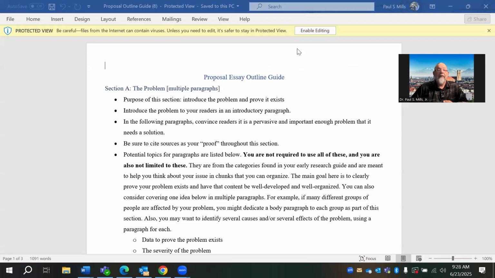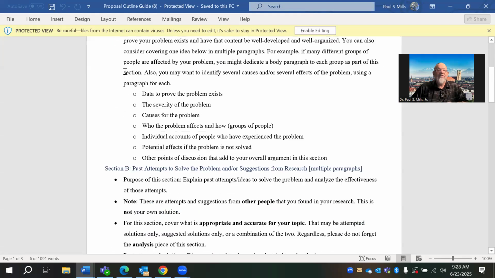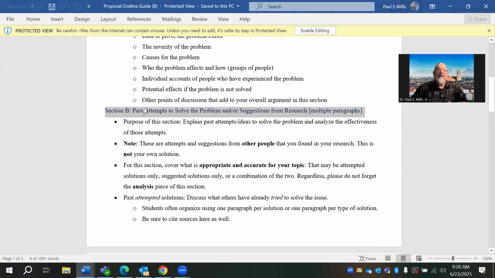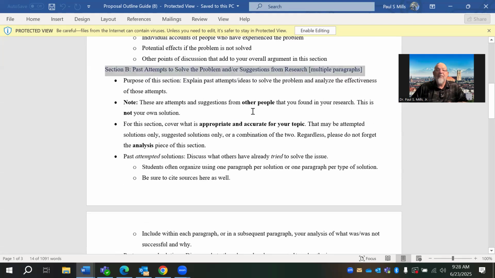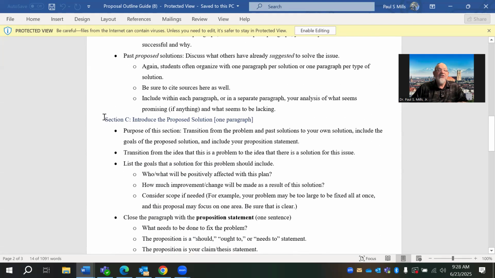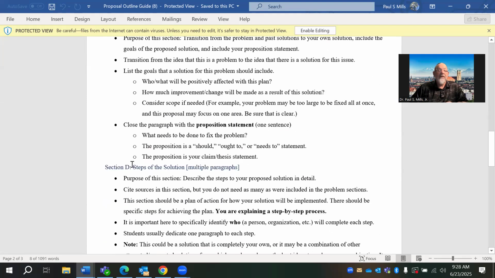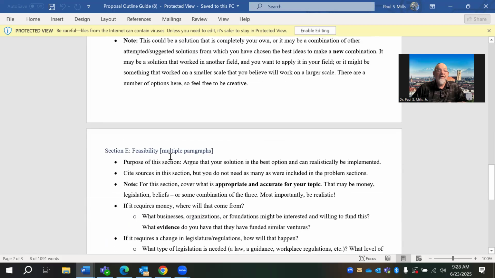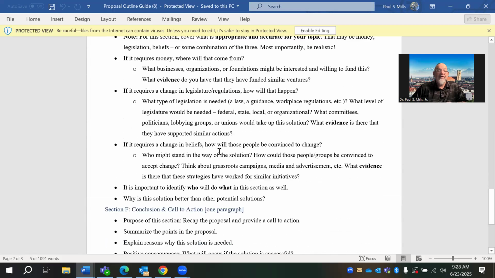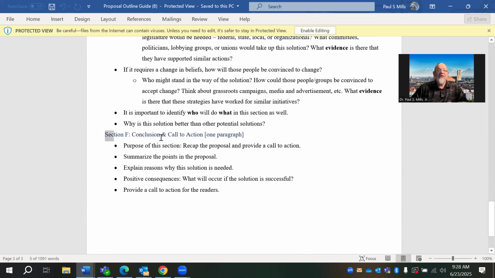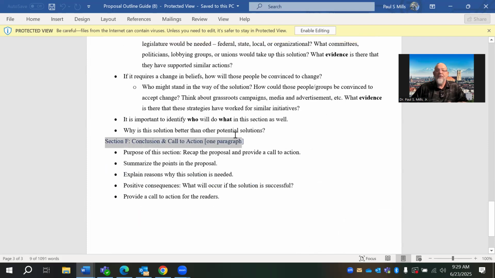Yes, you can. The proposal outline guide here talks about the problem, multiple paragraphs here. You should do all of these things. Section B is past attempts to solve the problem. Section C is introducing the proposed solution. Section D is steps of the solution. Section E is the feasibility. Can we do it? And section F is the call to action and conclusion.